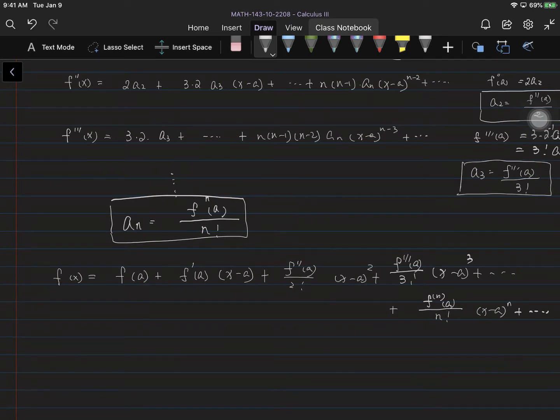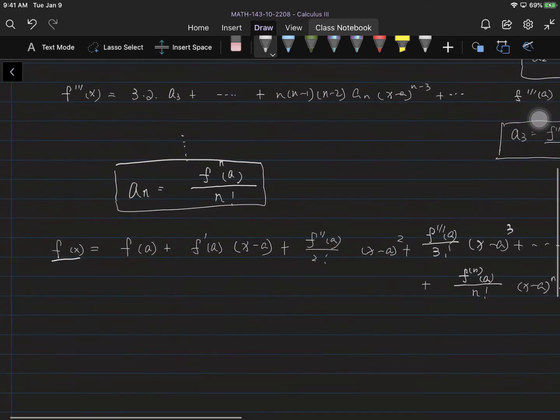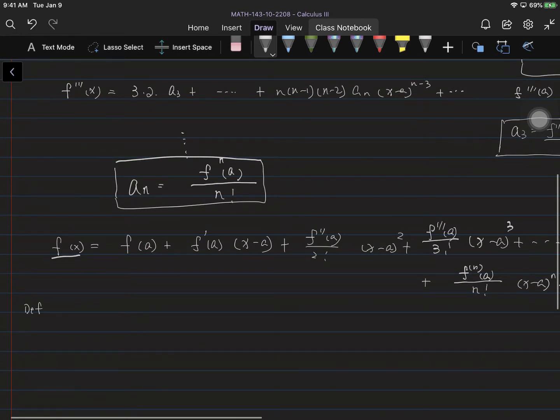So you can see, given a function, we can write down the function as a series, and this is also a power series, and we call this series the Taylor series. So now let me give you the definition. Definition 1, Taylor series. If f is a function with derivatives of all orders, that means the function has all derivatives of different orders.